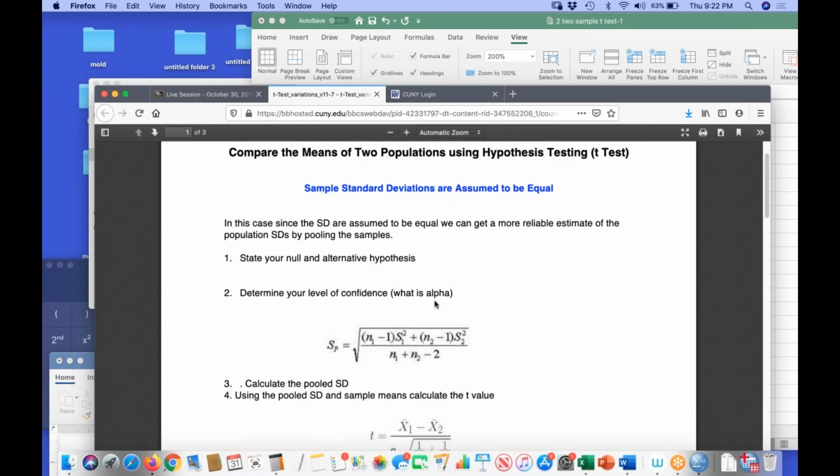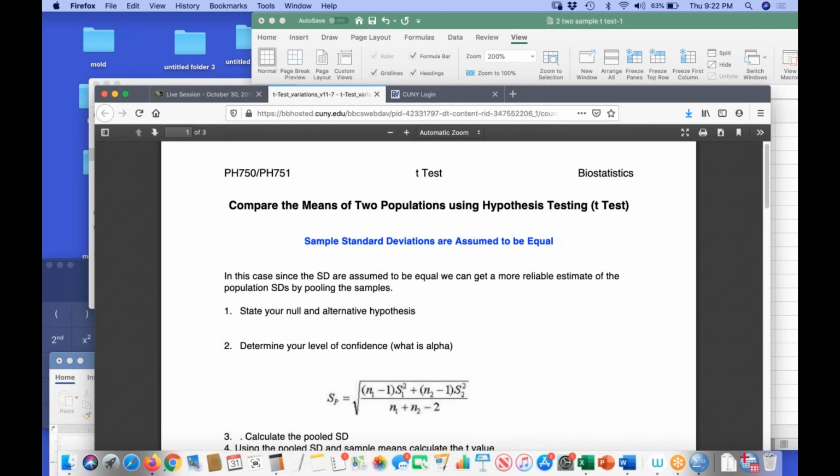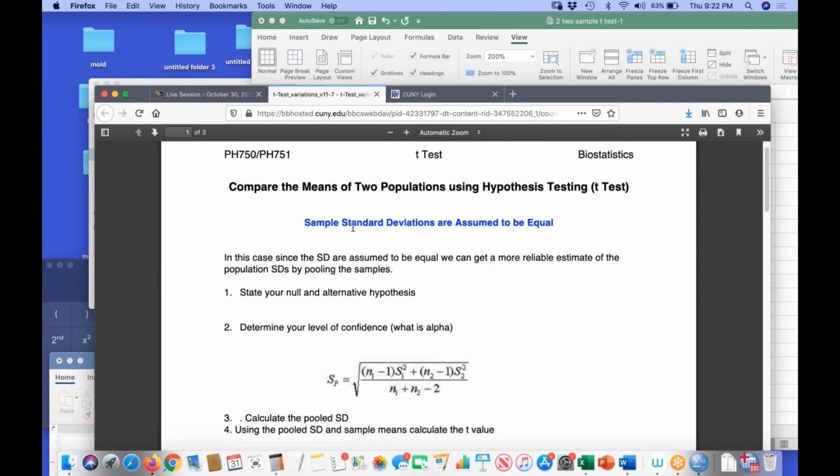It's a PDF file, and here it is. Now, it's got a bunch of these. When we have a single sample t-test, it's easy. You only have one sample size, not a problem. When you've got two samples, it gets a little complicated.